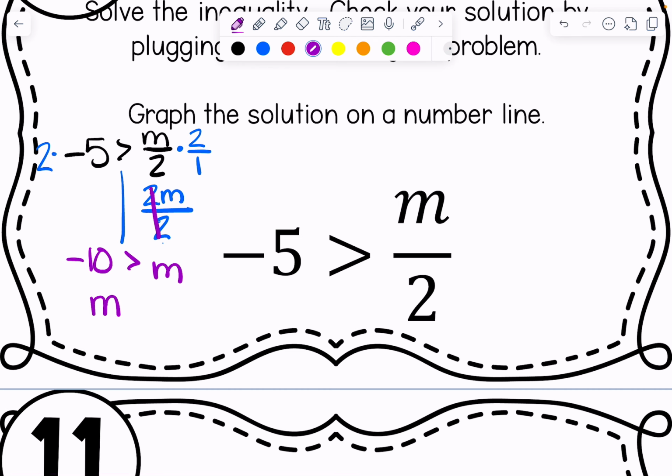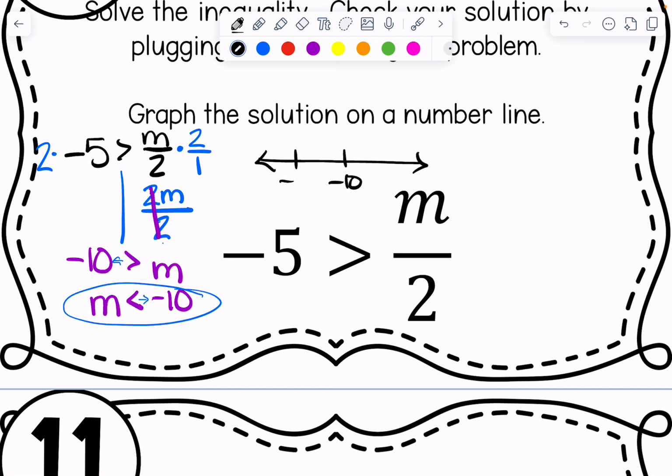To help me understand that a little bit better, I'm going to rewrite it with my variable on the left. So m is less than negative 10. This is the only point where if you want to think of alligators, you can. My alligator was eating my negative 10 here, so it needs to still be facing the negative 10 when I flip that, okay? So I get m is less than negative 10. When I graph this, this is going to be my open circle at the negative 10. All values less than negative 10 can be a solution. And so then I would have my arrow to the left.